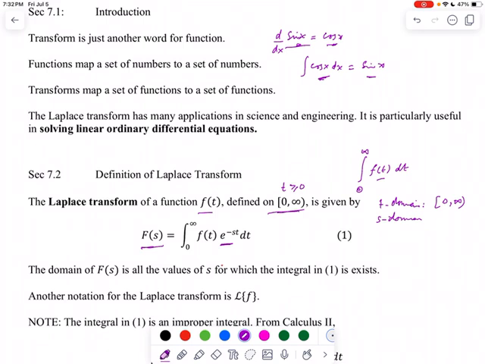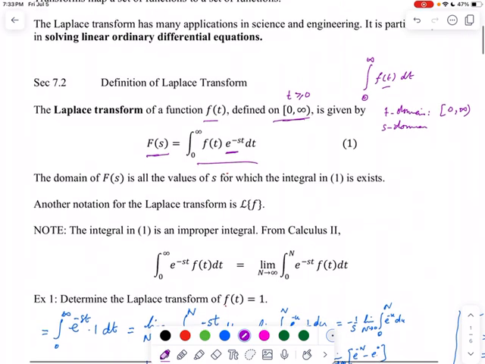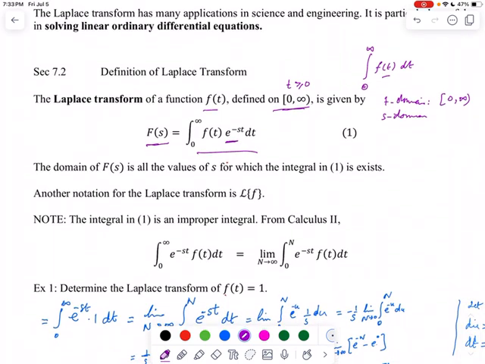But just keep in mind that it should be all the values of s for which the integral in 1 exists. There is also another notation for the Laplace transform. In place of F of s, we can use script L, then braces, and inside we put f. Sometimes we put s like this. So that is another notation.